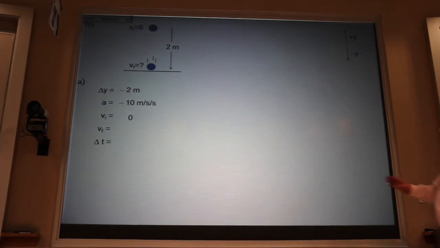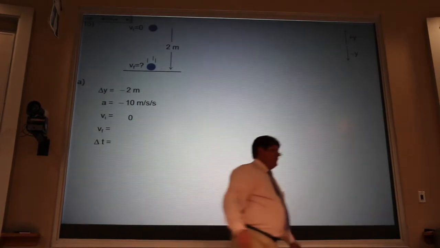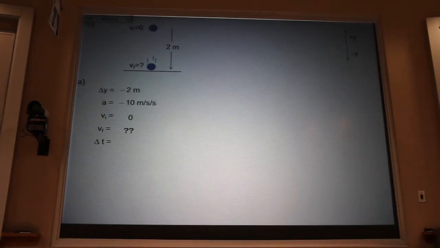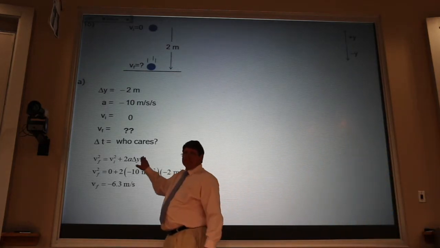Now, that leaves 2 blank spaces, v final and delta t. I'm looking for v final. That makes delta t the who cares. If I don't care about time, I use the kinematic equation that doesn't have time in it.